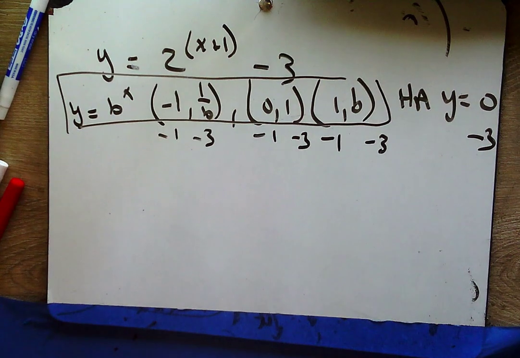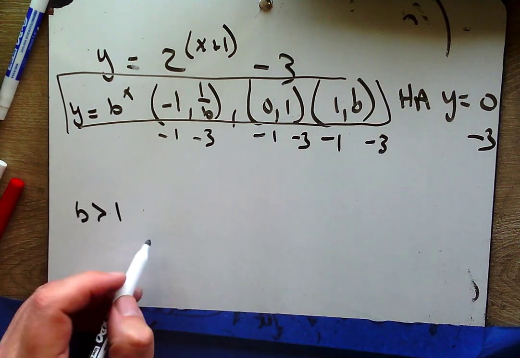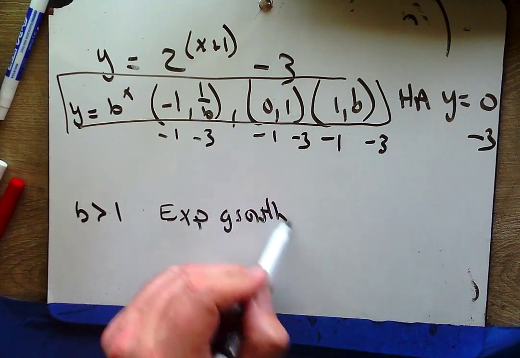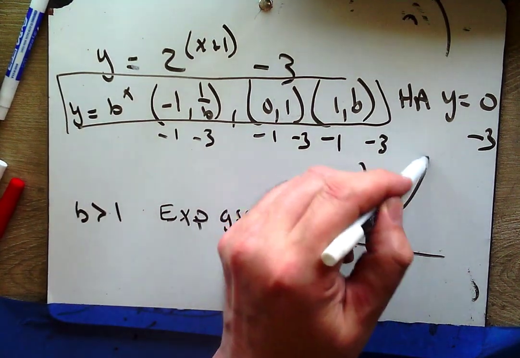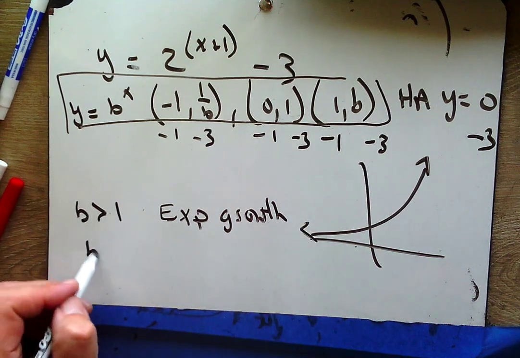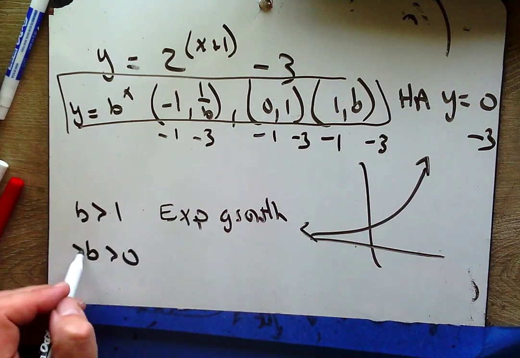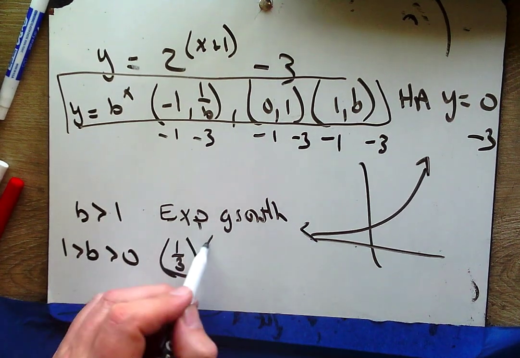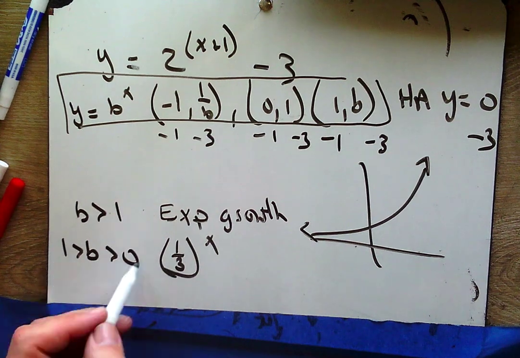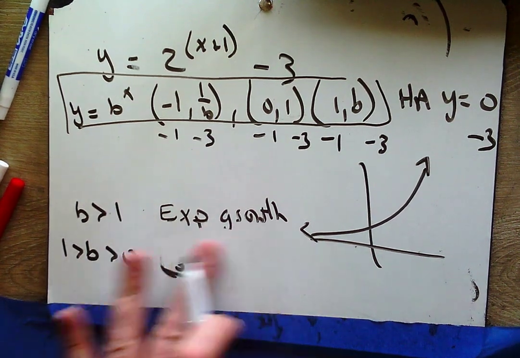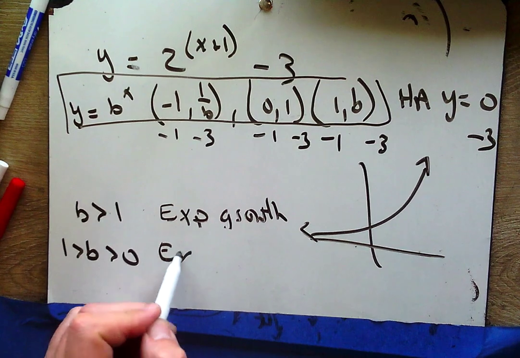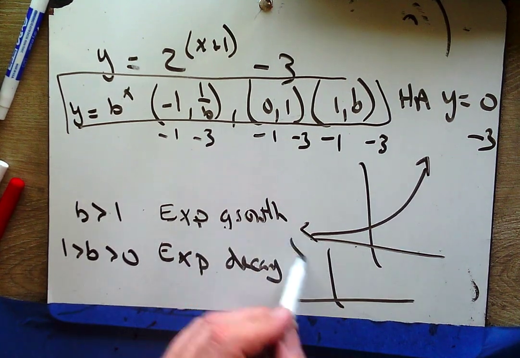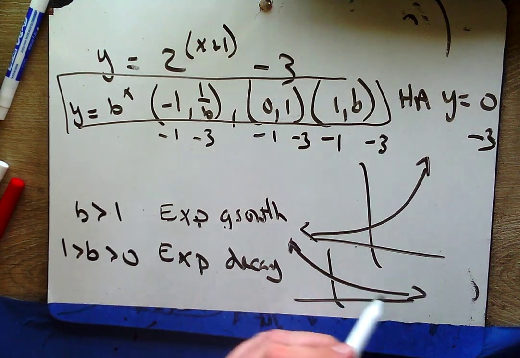As long as my b value is greater than 1, I'm thinking about exponential growth. Something that looks like this. And if b is between 0 and 1, like 1/3 to the x, here my base is between 0 and 1. In situations like this, we actually have exponential decay, where our values are getting smaller and smaller.